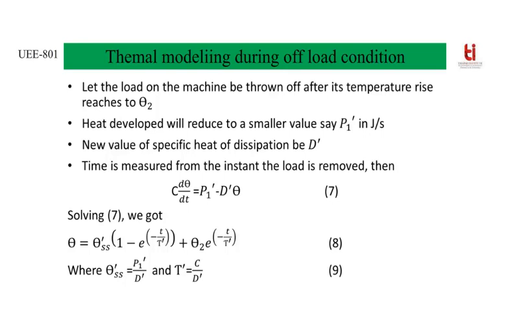It indicates that for some duration of time our machine was loaded. Its temperature increases, and the temperature of the machine is equal to or less than the steady state temperature. After that, the load is removed from the machine. Now when the load is removed, the current drawn from the source will be reduced. Because of that, losses across the system will get reduced, and the temperature rise across the machine will reduce.